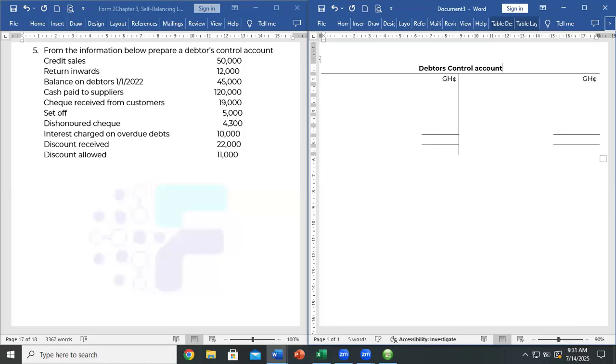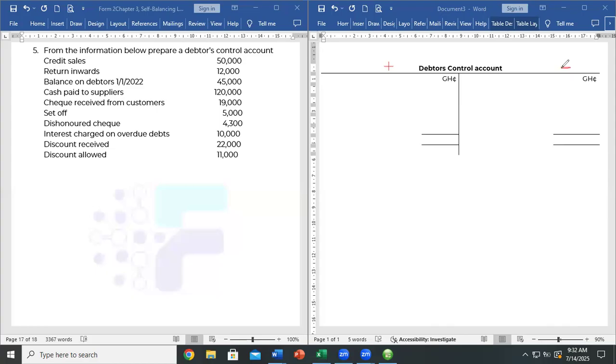The basis is that for debtors control account, if the item increases the debtors balance, you debit it. And if it decreases it, you credit. So I use the plus and minus to show the increase and decrease. I use pencil to do this so that I don't get confused. So you can also emulate it, and erase it after.